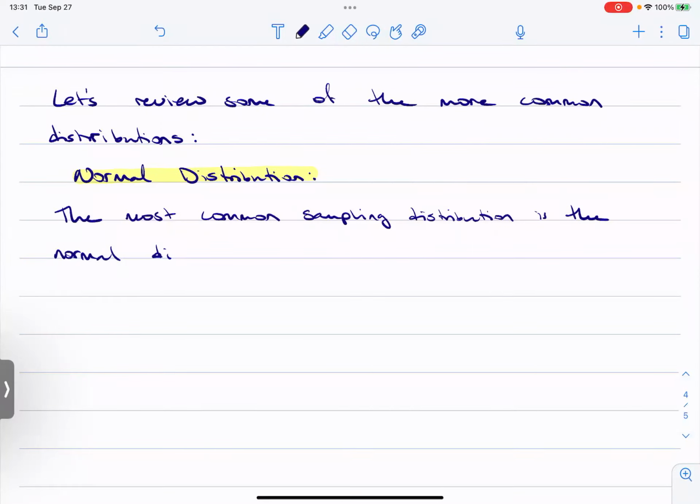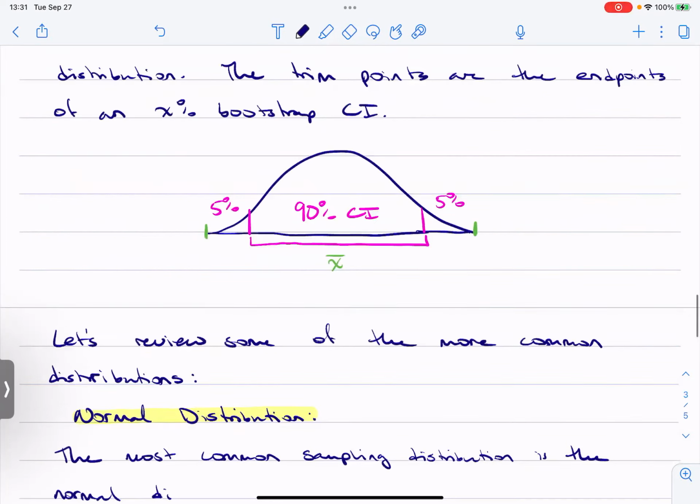There's so many. And it's helpful to know those. But with the bootstrap, you can just recreate your sample many times over and then see what happens, right? Then you can find those probabilities.